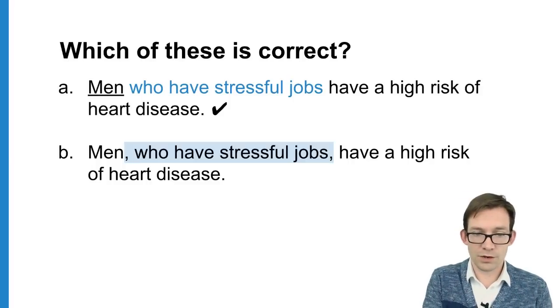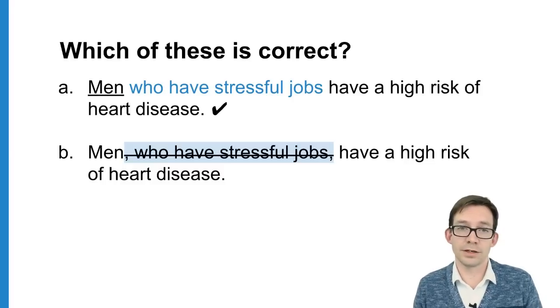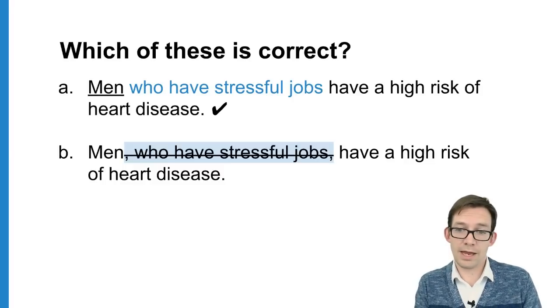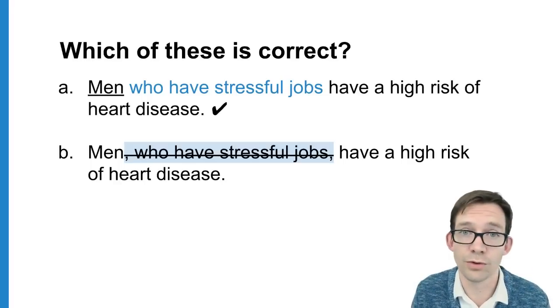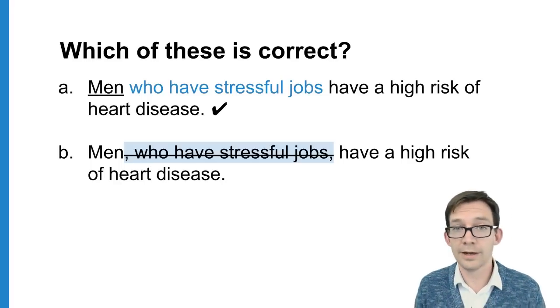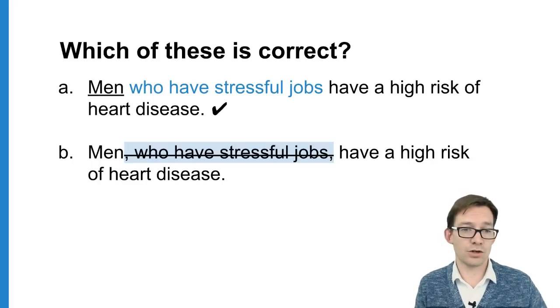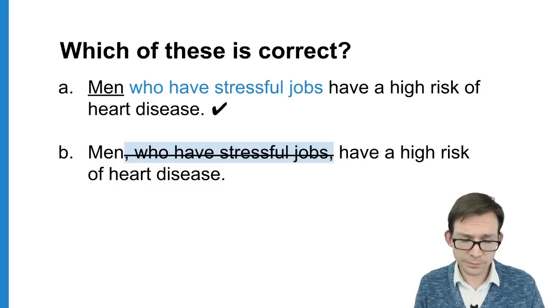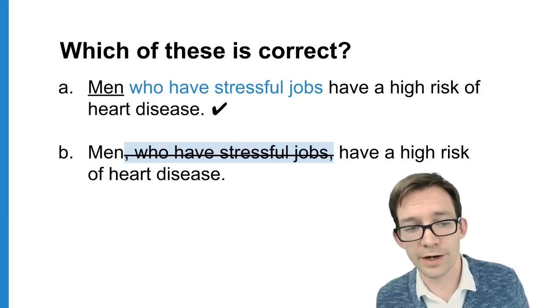In this second one here, because that's considered non-essential information, what I'm saying is men have a high risk of heart disease, which is not entirely true. Okay, it depends on what type of men. Men who have stressful jobs, men who don't exercise enough, men who eat too much fast food, for example. More specific, and in that case, you don't use the commas there, right?